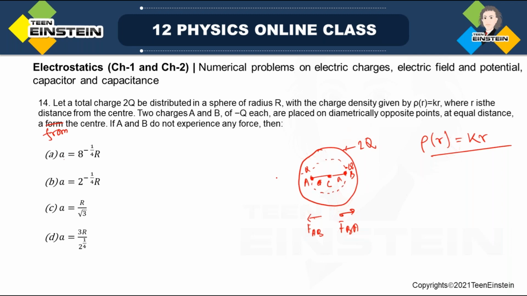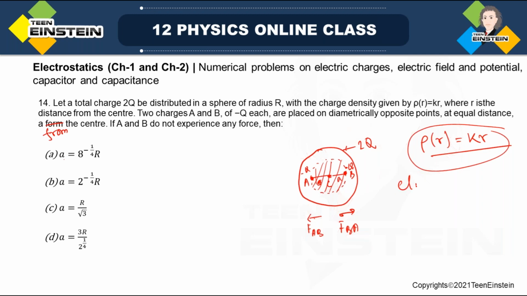But the question is that there are charges here also, right? Inside this there is charge. At each and every point the charge is varying like this. So when these two charges don't feel any repulsion, or any force at all, then what is the value of a?